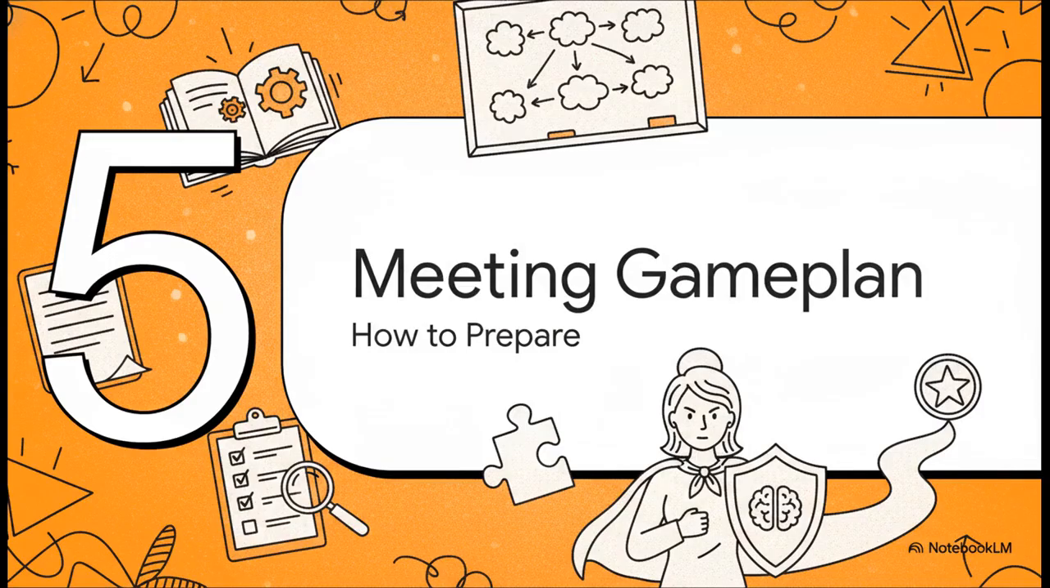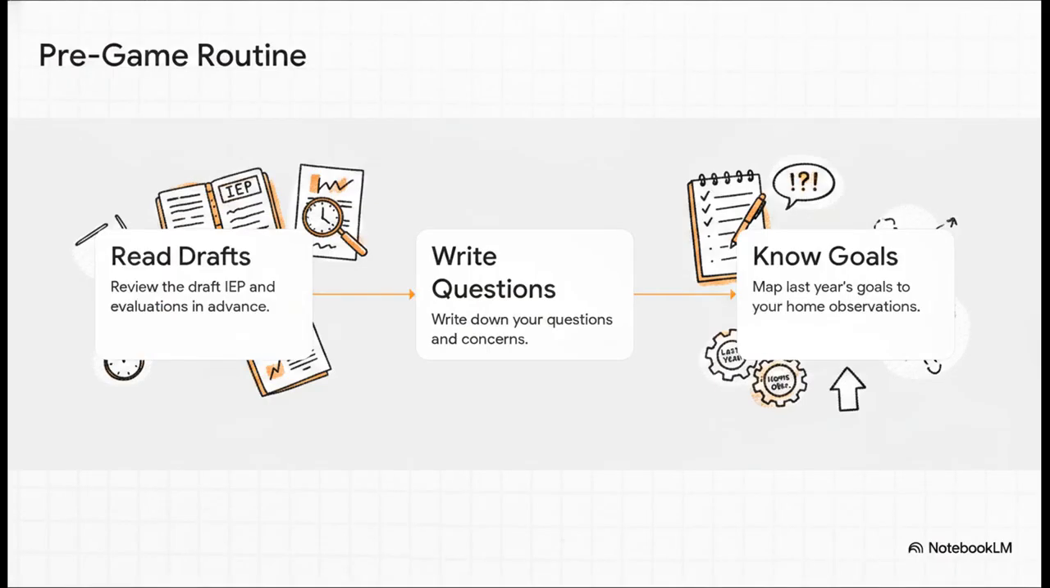Which brings us to Section 5, the IEP Meeting Game Plan. Preparation is everything here. Let's talk about your pregame routine. First, you absolutely need to read the draft IEP and the evaluations ahead of time. You are entitled to receive these before the meeting, but not all districts will send them automatically, so you have to ask.